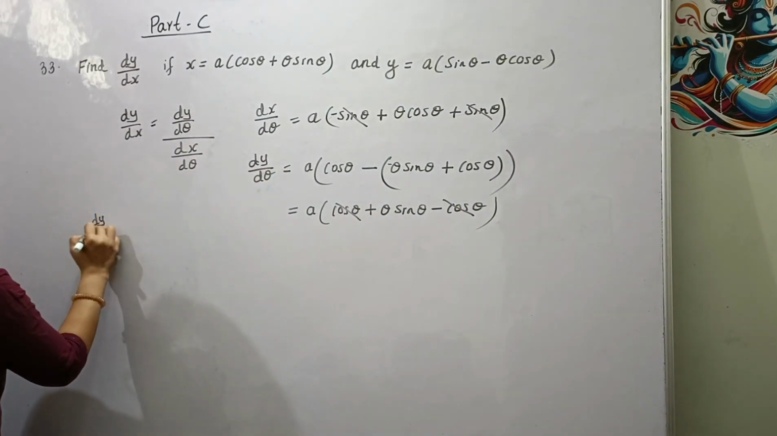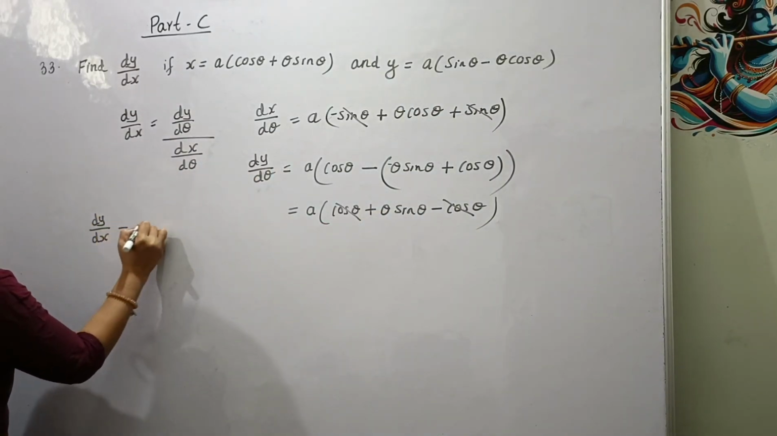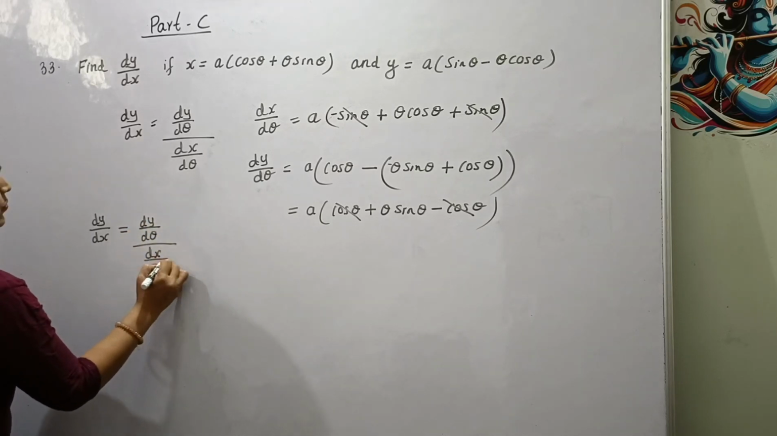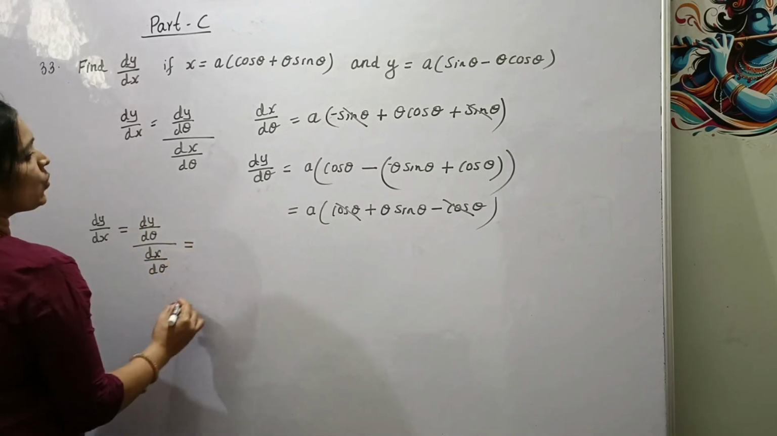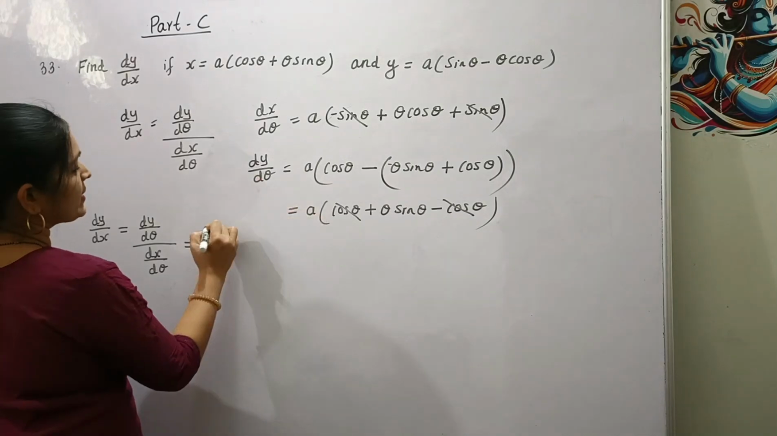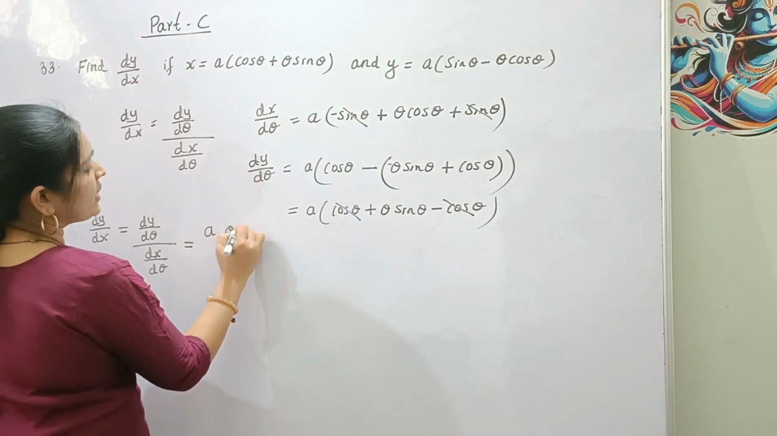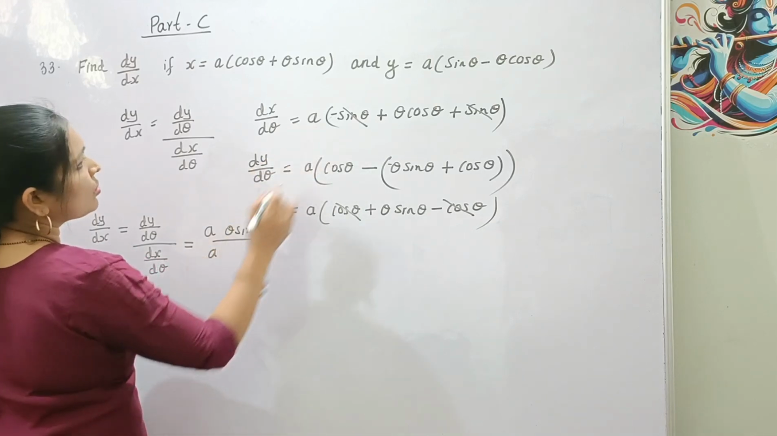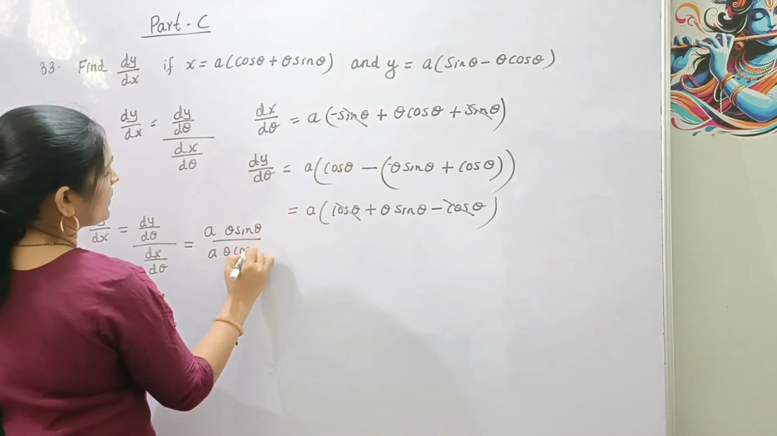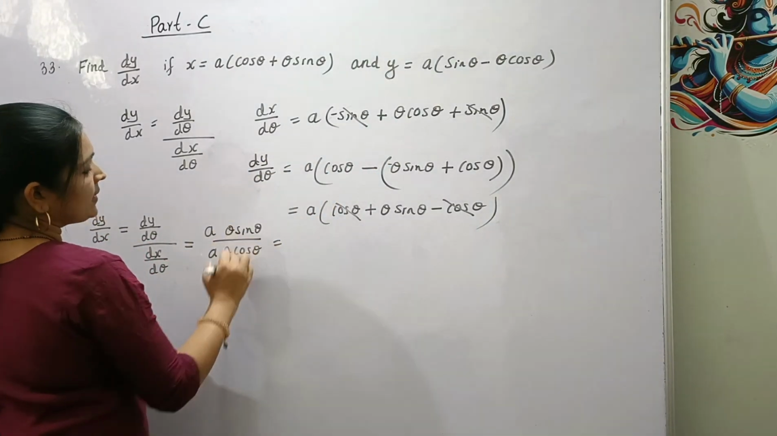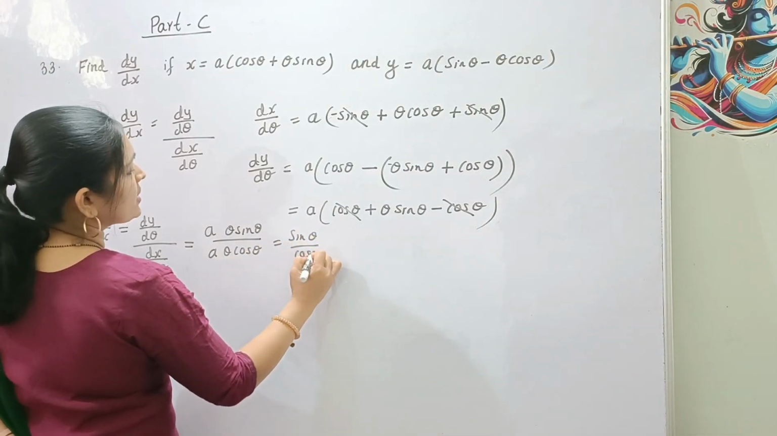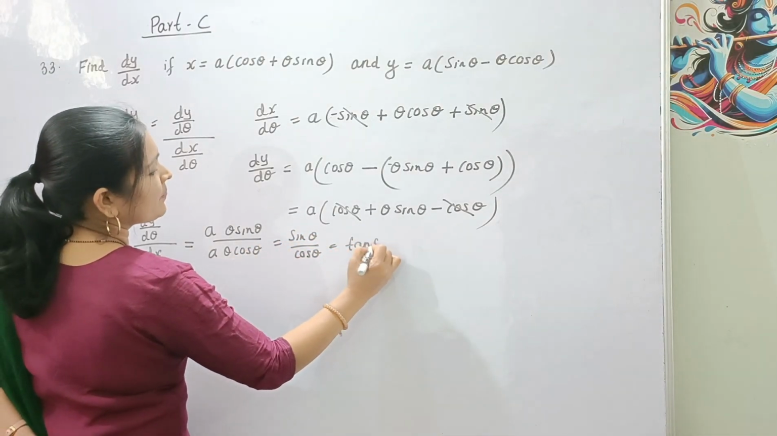Now what is dy by dx? Dy by dx is equal to dy by d theta divided by dx by d theta. That is equal to dy by d theta, which is a into theta sin theta, divided by a into theta cos theta. A cancelled, theta cancelled, so sin theta divided by cos theta, that is tan theta.